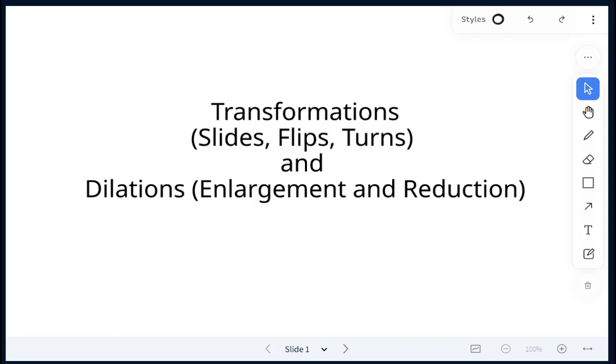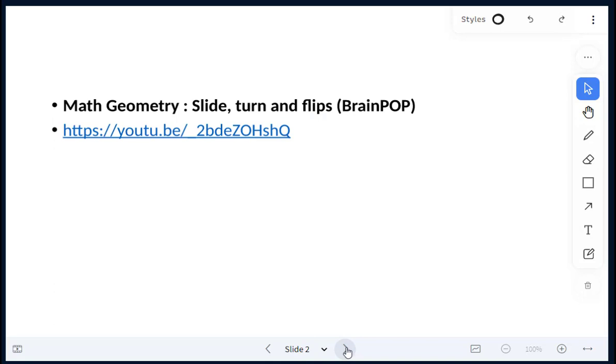Okay, so for today's class, we're looking at transformations. So slides, which are translations, flips, which are reflections, turns, which are rotations, and then we'll also look at dilations, which are enlargements and reductions of the figures.